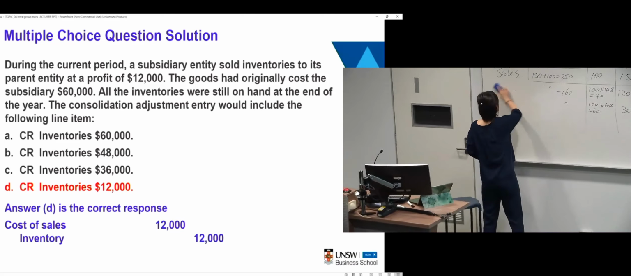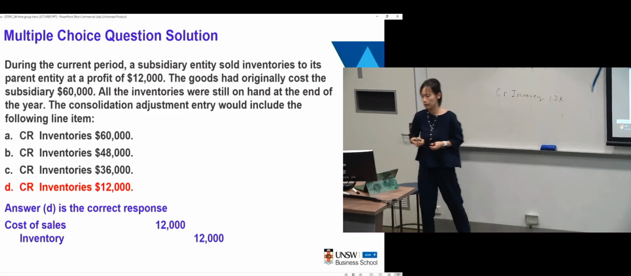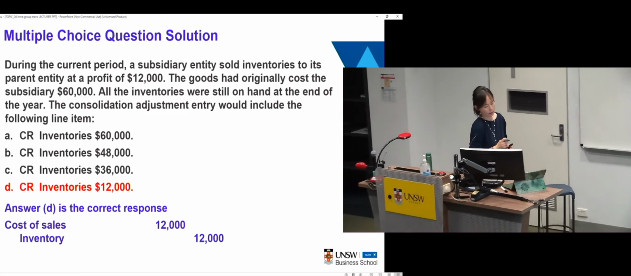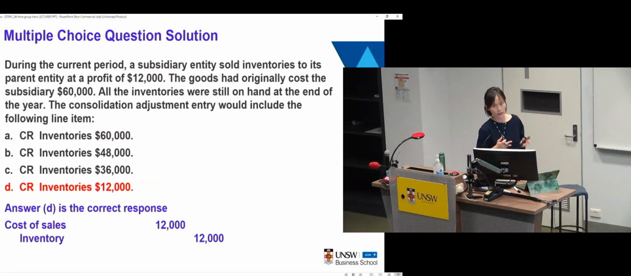So the transferring price is not given, but we know the profit from the intragroup sale. You can figure out the transferring price, right? So there will be a debit of sales that is 72,000 by using 60,000 original cost plus the profit 12,000. That represents the intragroup transfer price, okay? And then we know inventory should be credited by 12,000 because the unrealized profit of 12,000 is contained in the closing balance of the inventory accounts.